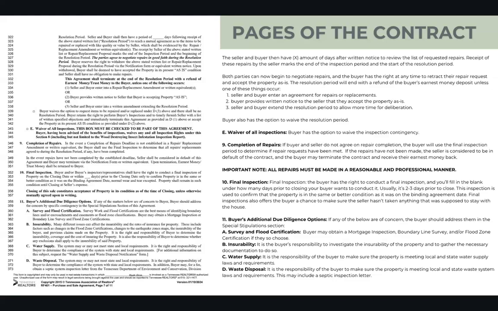And then waiver of all inspections. The buyer has the option to waive the inspection contingency, although this is not advised. Number 9, completion of repairs. If the buyer and seller do not agree on repair completion, the buyer will use the final inspection period to determine if repair requests have been met.